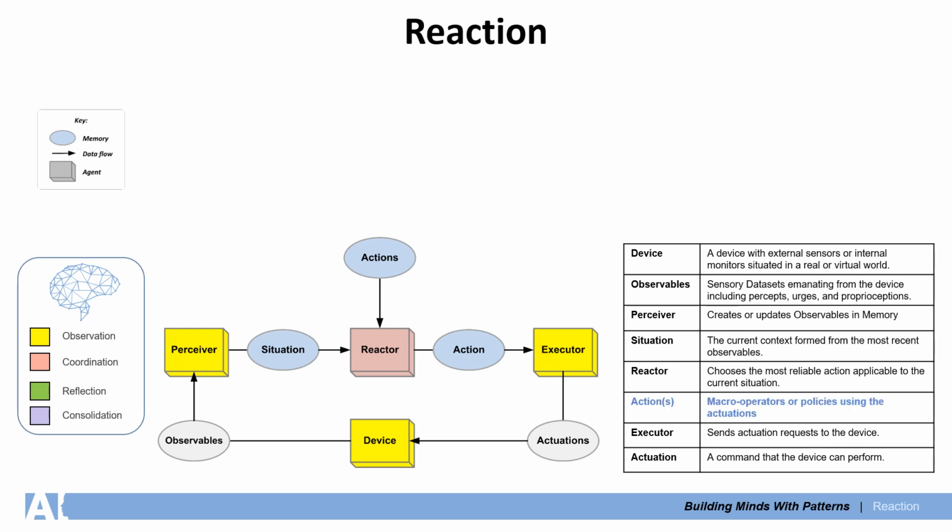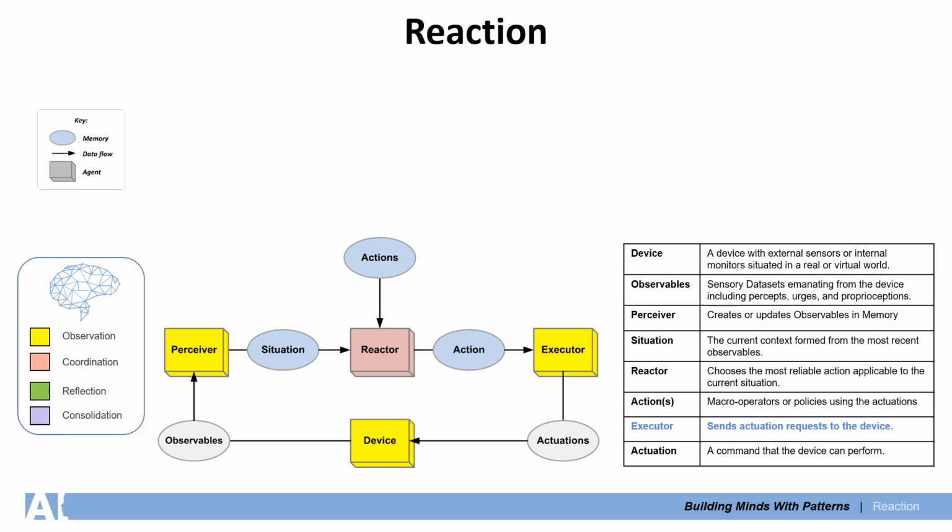Actions are formed from primitive actuations that the device can immediately execute. In addition to the primitive actuations, an action may be a policy, which has a set of preconditions necessary for the actuation to be executed. Or the action may be a macro operator, which contains both preconditions and expected effects, as well as a chain of actuations or sub-macro operators needed for the successful execution of the macro operator.